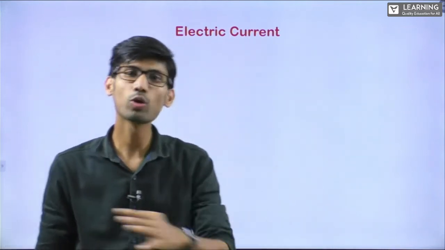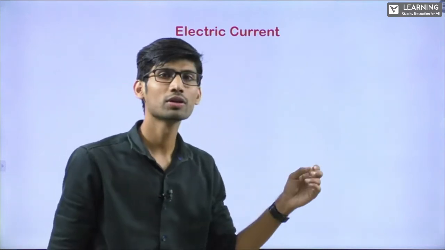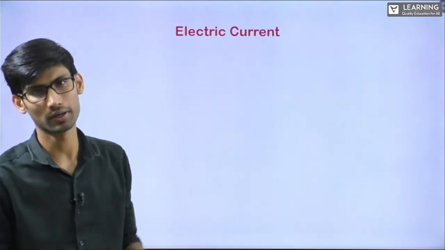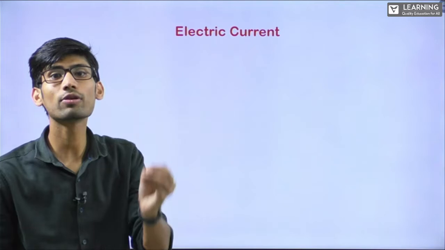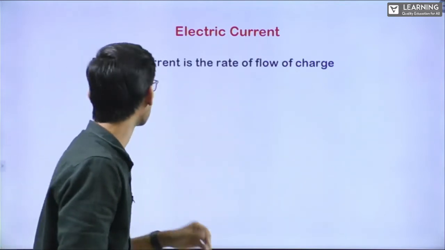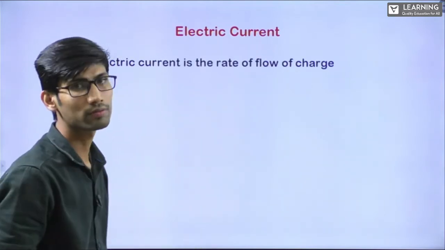Air current you would have heard, water current you would have heard. When air flows, we say air current. When water flows, we say water current. Electric current means when charges flow, we say electric current. The rate of flow of charge is what electric current is. Electric current is the rate of flow of charge.